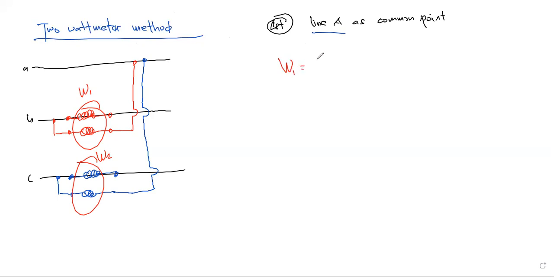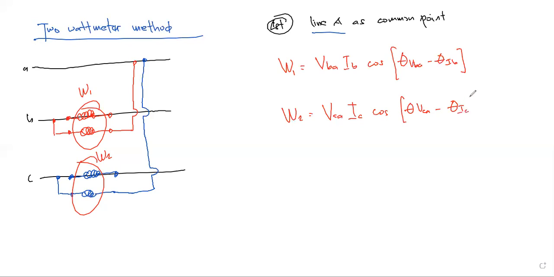Okay, so we give the following notation: wattmeter 1 is voltage VBA, IB, cosine of theta VBA minus theta IB. Wattmeter 2, on the other hand, will be noted as VCA multiplied by IC cosine of theta VCA minus theta IC. So the unit is in watts.